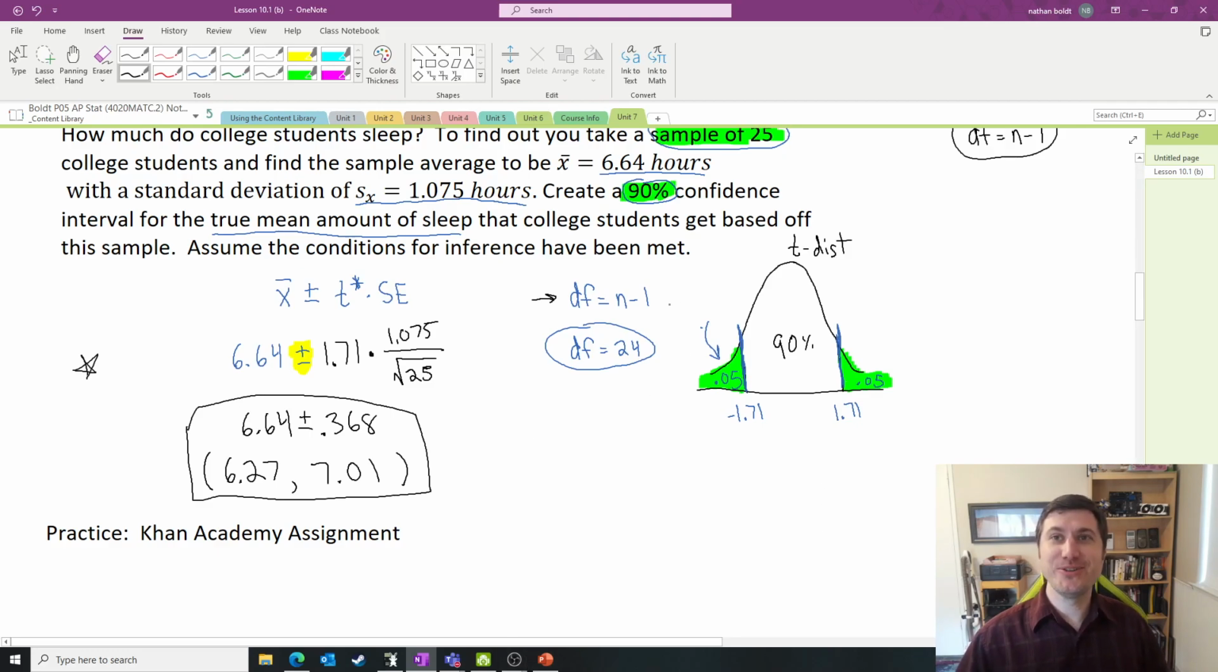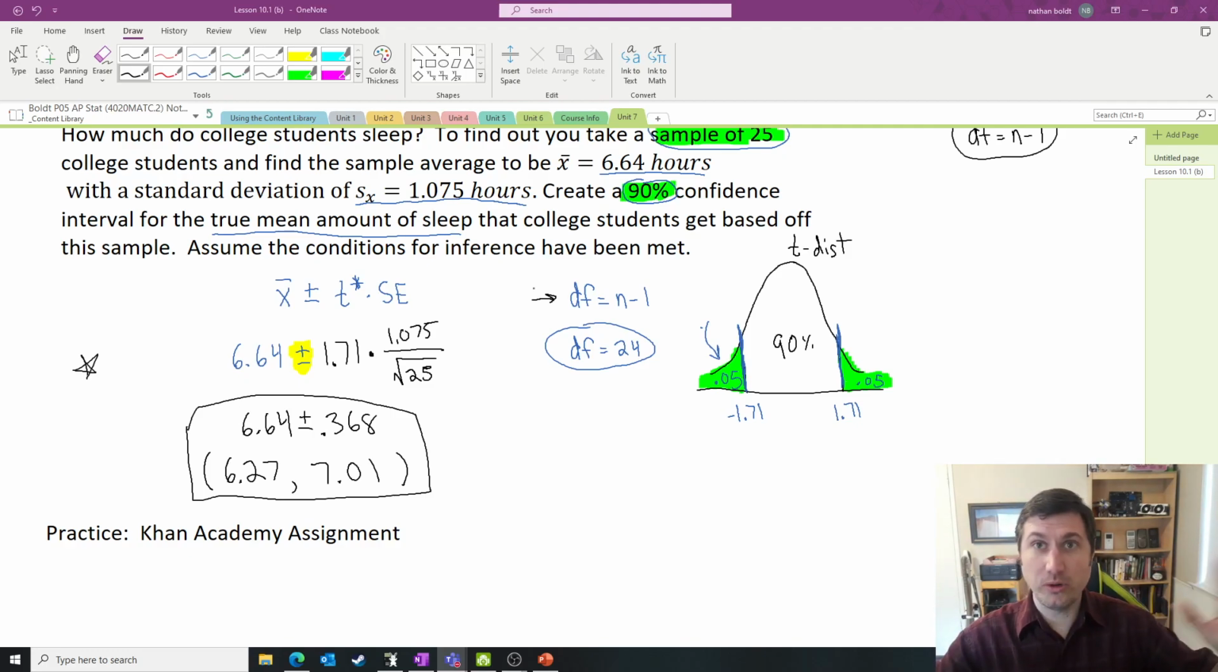It is going to take some time getting used to not saying proportion, isn't it? Yeah, it's been ingrained in our minds for so long to say proportion. But yeah, we are talking about means now. So the true average sleep. We will do the 4-part process here in a bit, but it is the same. The same sentence frame is going to work. I am 90% confident the interval from blankety blank to blankety blank captures the true average amount of sleep that college students get.